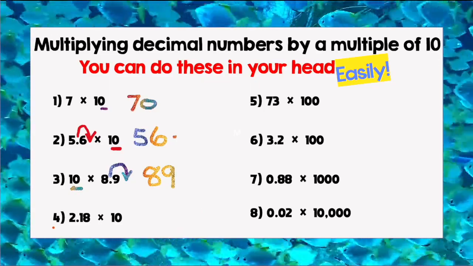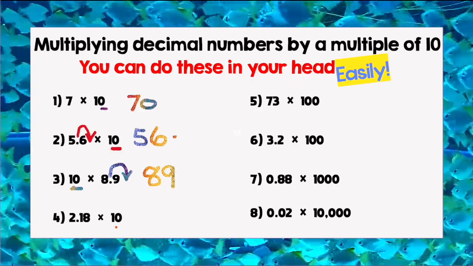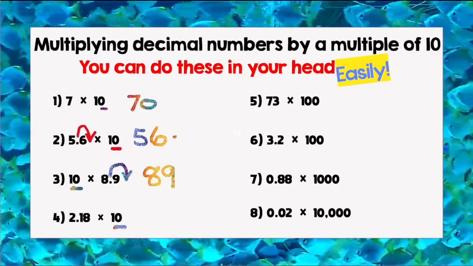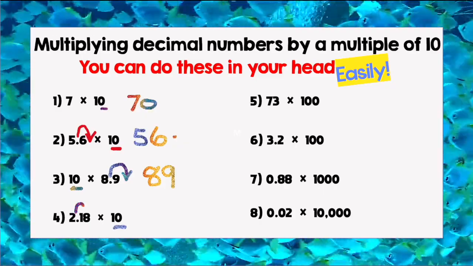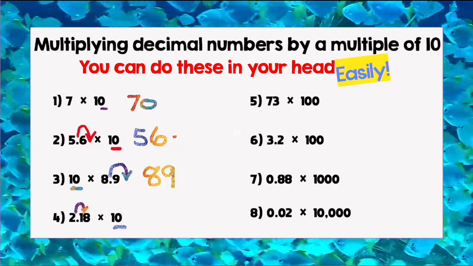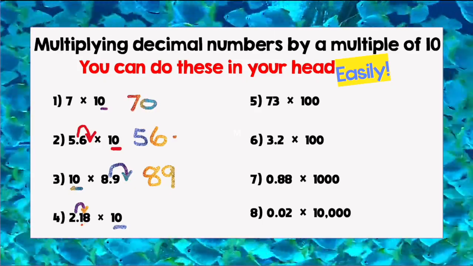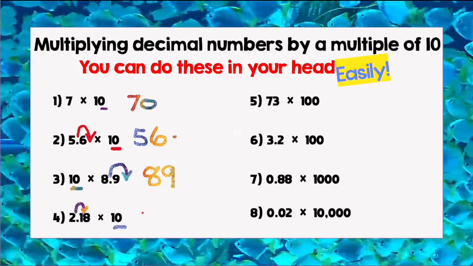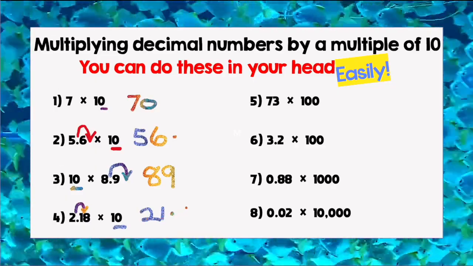And in question 4, similarly, we're going to be timesing by 10 again. So it's one jump of the decimal place to the right. So we go one jump here, and you can see that the decimal place will then stop between the 1 and the 8. So we have 21.8.